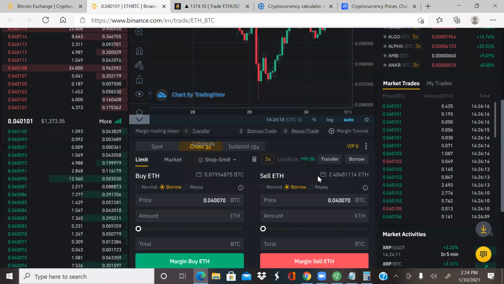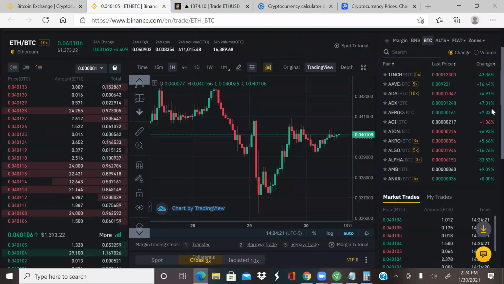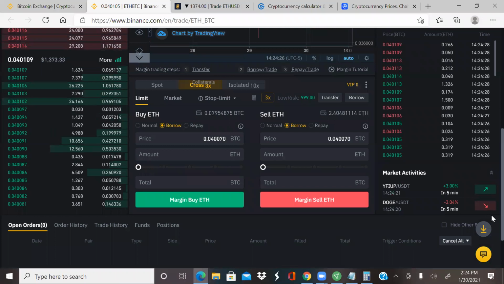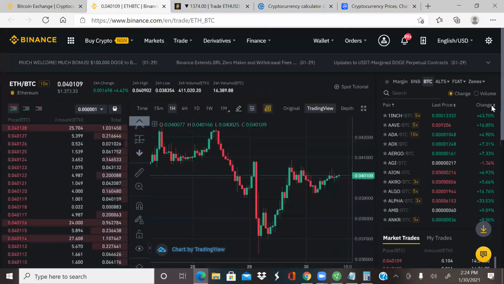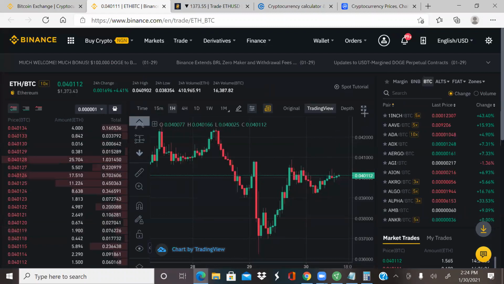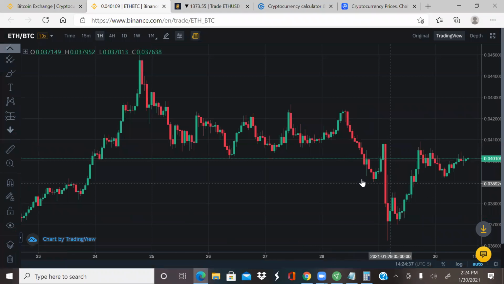Now, understanding how this business of trading works, take your eyes off the amount you are using to trade. Let's take our eyes off whether we are borrowing or not borrowing. Let's focus on the chart first. Is you understanding this chart?